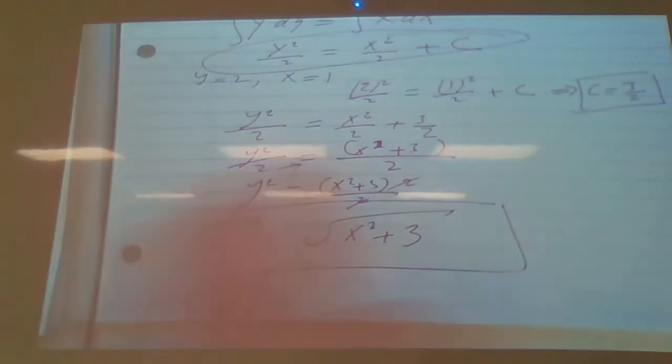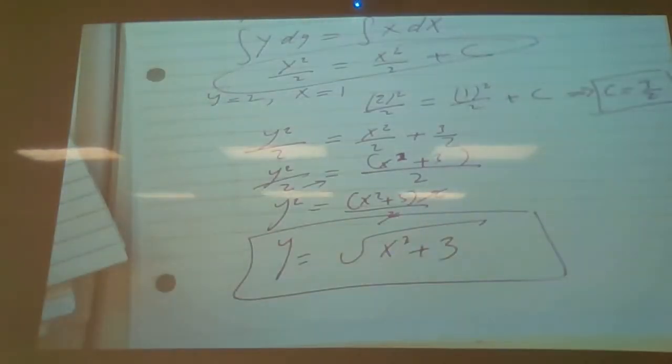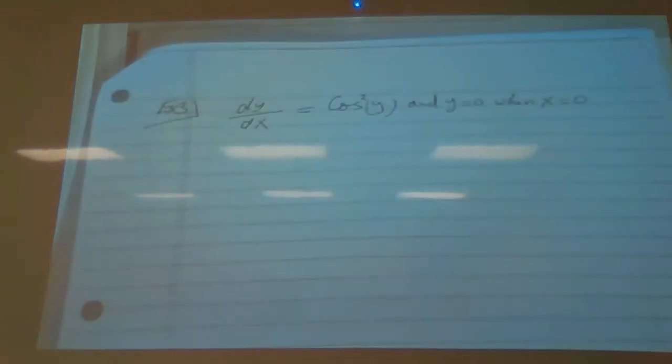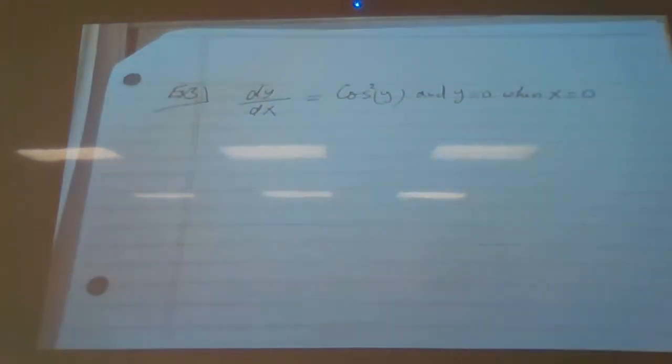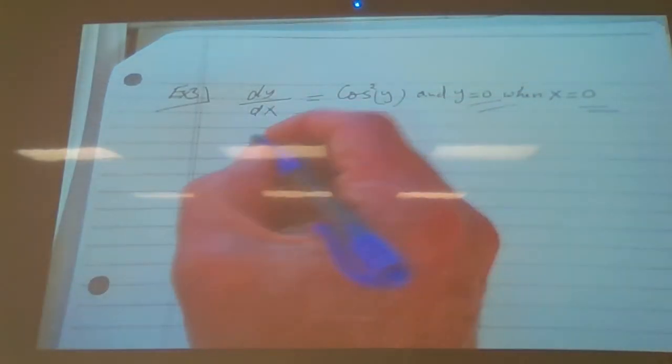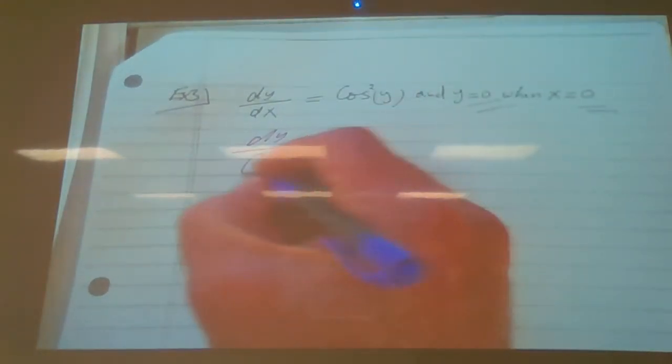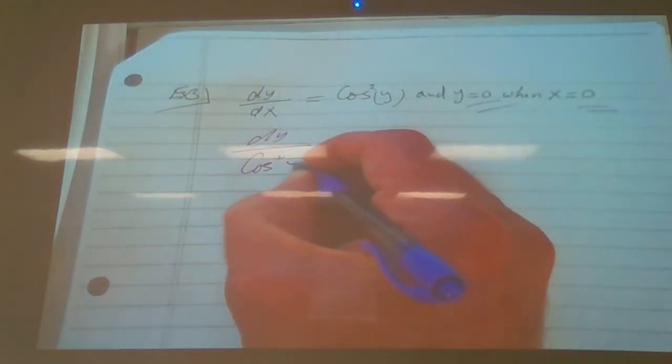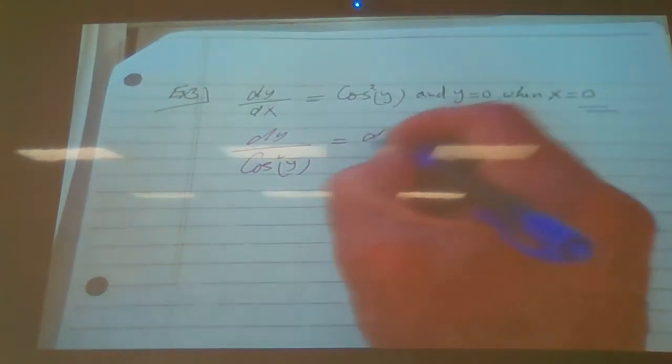I'm going to do another example. Same question. Use separation of variables to find what y is. For this one, I'm given dy/dx is equal to cosine squared of y, and we're given the initial conditions. So separate the variables. It looks like what I need to do here, I'm going to end up with dy over cosine squared of y equal to dx.